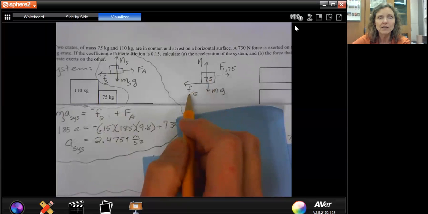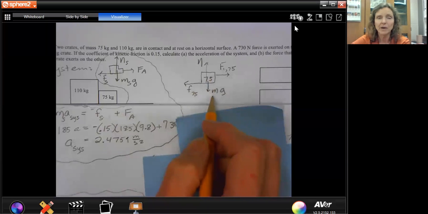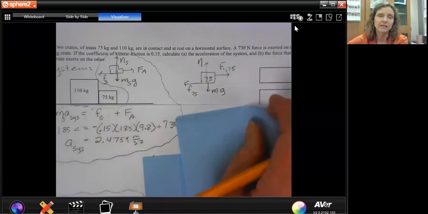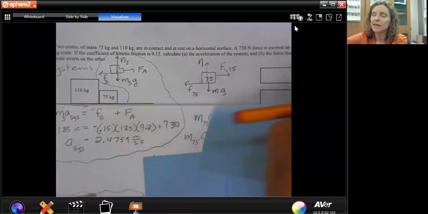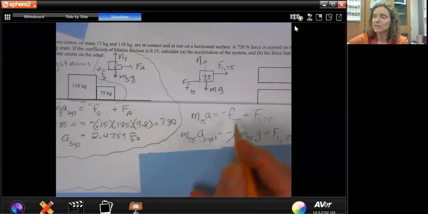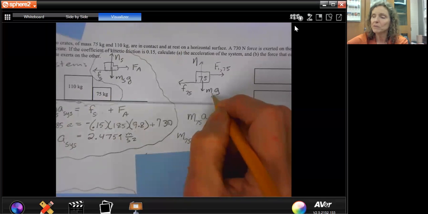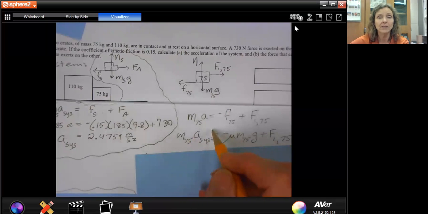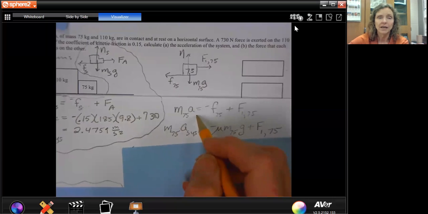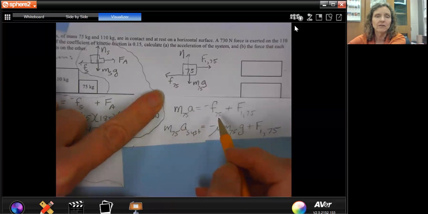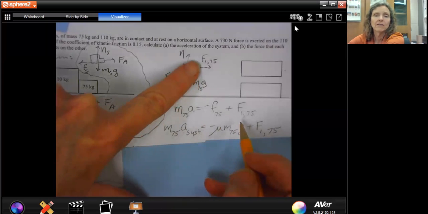So there's friction on the 75 kilogram block, and there's my mg and my normal balancing each other. So when I write this net force statement, I have M75, so it would be good if I put M75 in my diagram so those things match, times the acceleration, and I'm going to make this one negative right there, and this one positive right there.